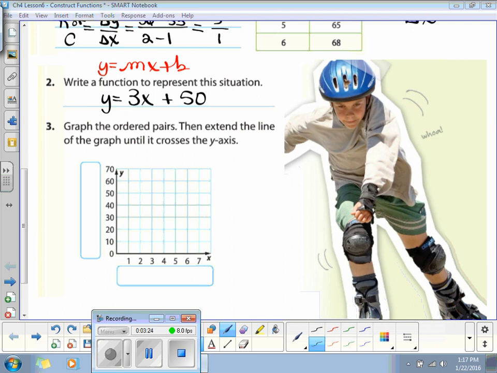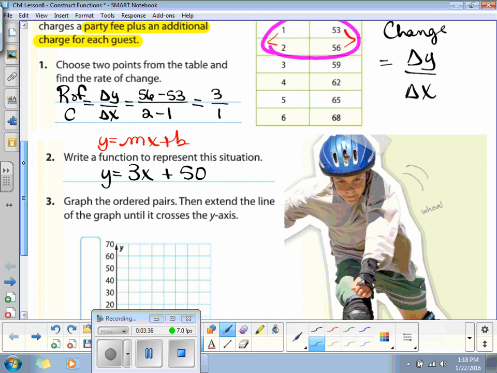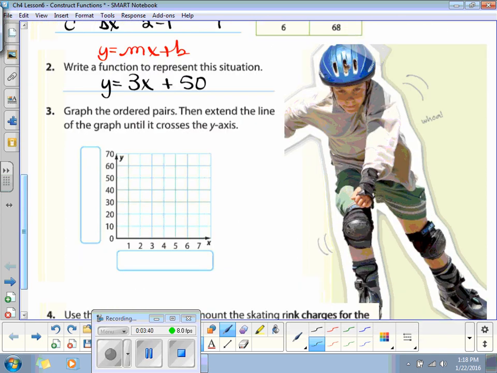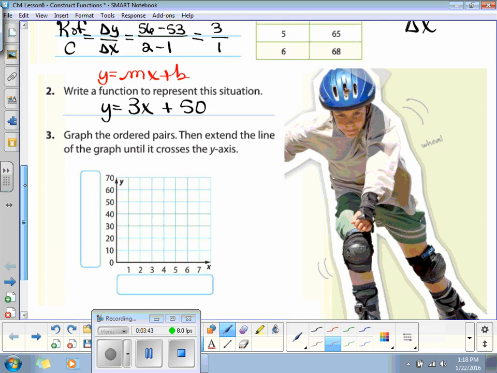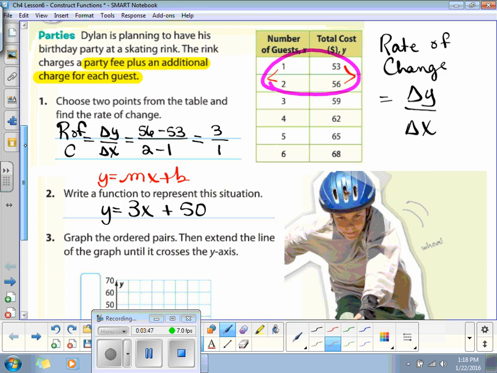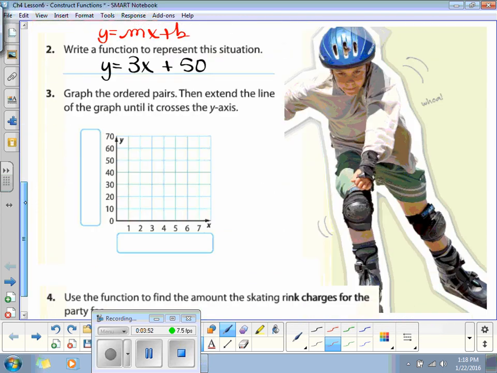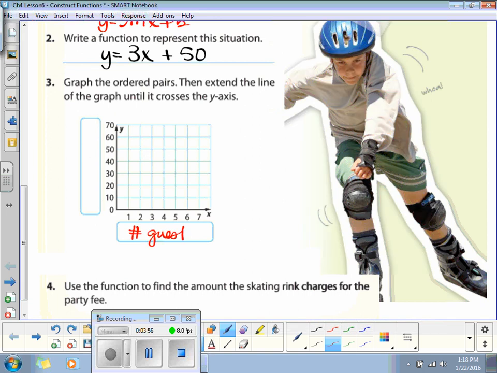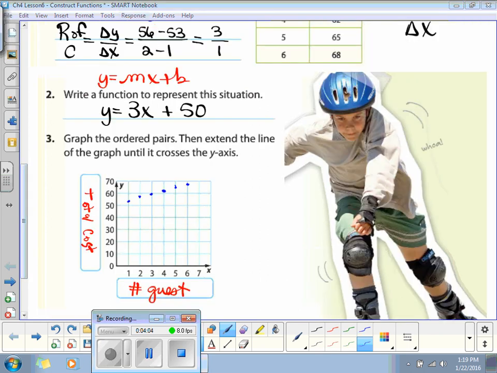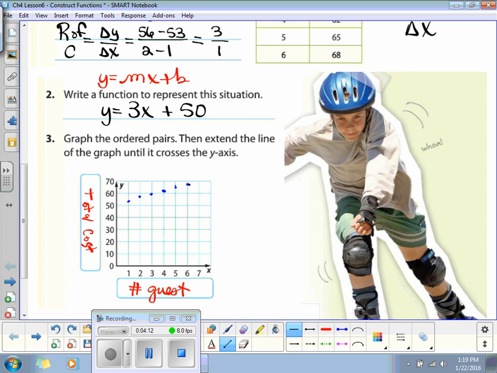Now the third step is to graph the ordered pairs. Then it says extend the line of the graph until it crosses the y-axis. So we're going to graph each one of those points, 1, 53. What goes on the x-axis and what goes on the y-axis? Number of guests goes on the x, and the total cost goes on the y. Very good. So here are our plotted points. Now when we put the line on there, look at where it crosses the y-axis.